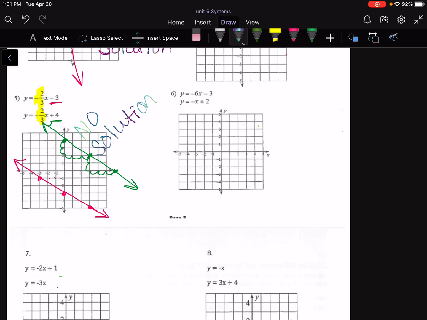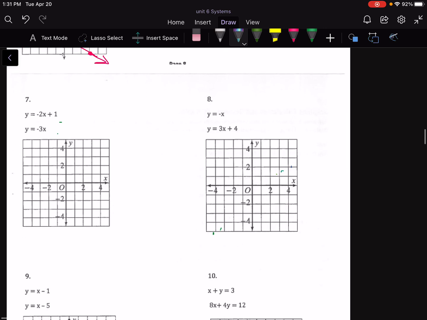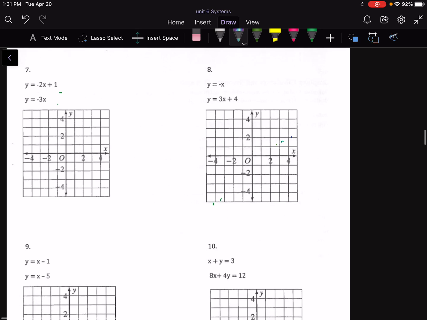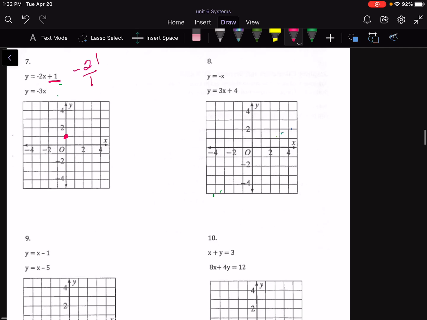All right, let's go ahead and move on down now to number 7. So go ahead and turn to page 9, and we're going to start on number 7. For number 7, my first equation has a y-intercept of +1, and it has a slope of -2. Again, a slope of -2 is the same thing as -2/1. So that tells me I'm going to go down 2 to the right 1. And you could keep doing that.